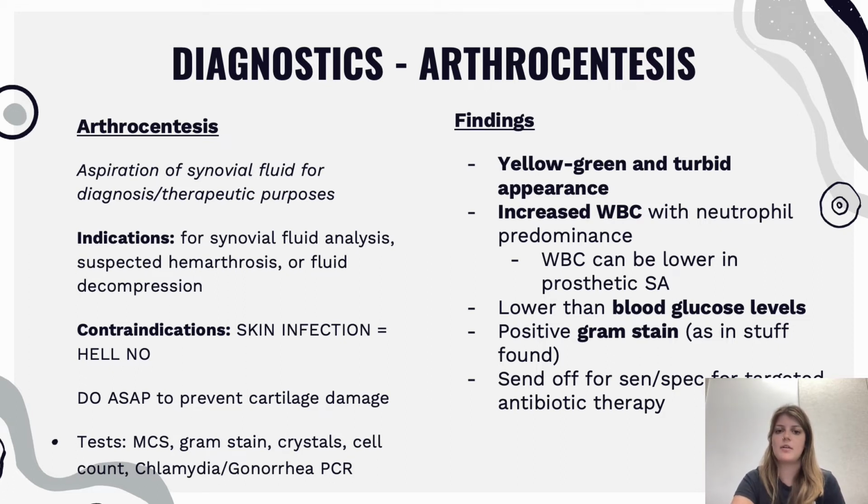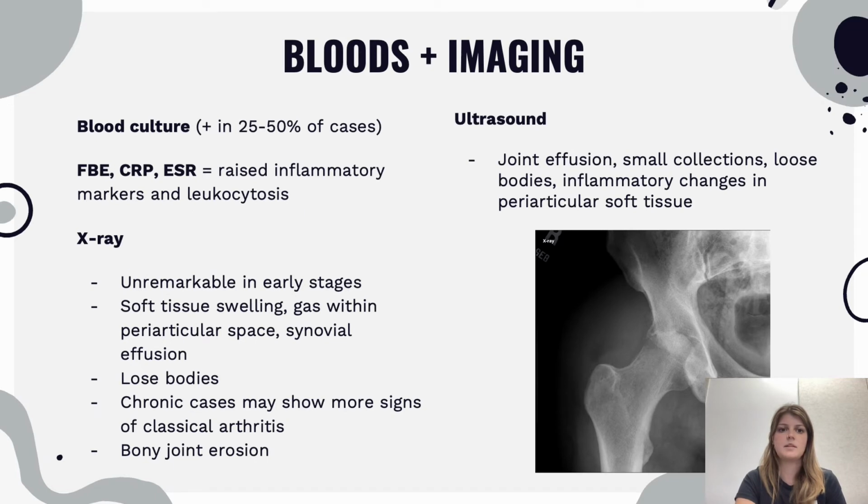We're going to find lower blood glucose levels due to the bacteria being really hungry. We're going to have a positive gram stain, as in we're going to find bacteria, not that it's gram positive. And then we're going to send it off for sensitivity and specificity, so we know exactly what antibiotic we want to use. So bloods and imaging.